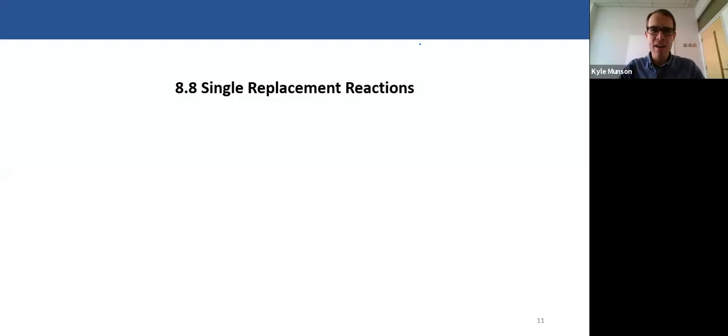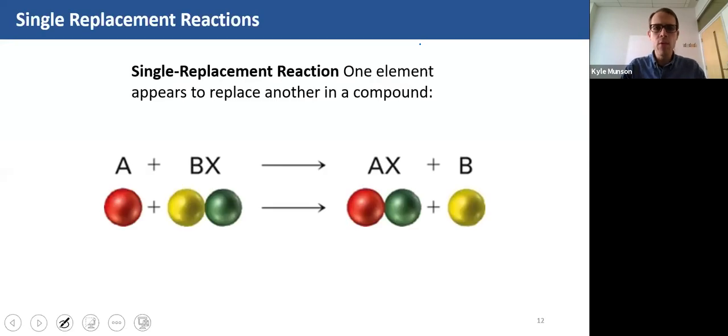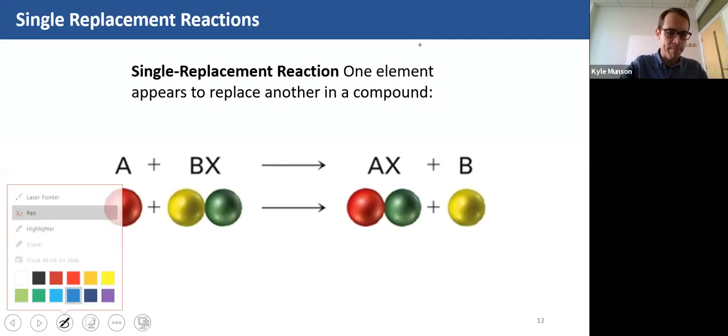Okay, we're moving right along. We just talked about combination and decomposition reactions in the last video. Now we're going to be talking about single and double replacement reactions here. We're going to start with single replacement reactions first. A single replacement reaction is one element appears to replace another in a compound.